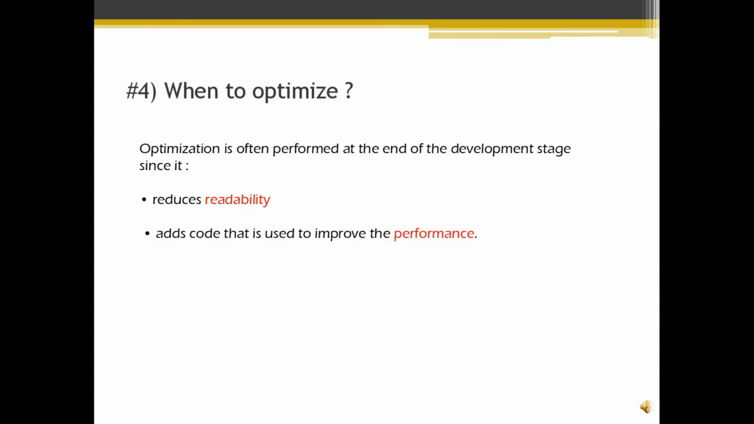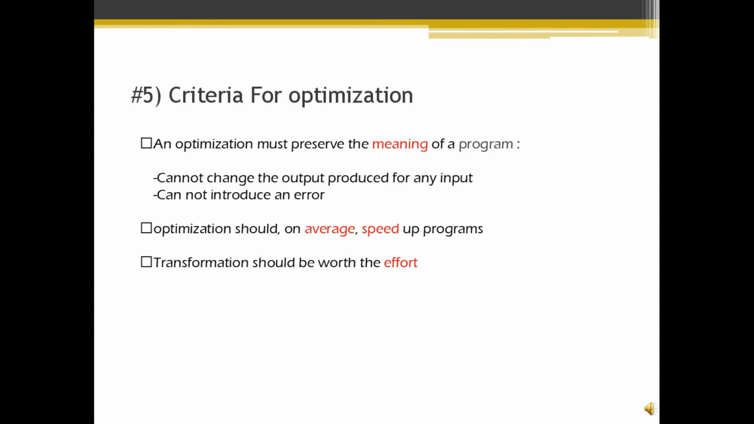When to optimize. Optimization is often performed at the end of the development stage, since it reduces readability and adds code that is used to improve the performance. Criteria for optimization. An optimization must preserve the meaning of a program. It cannot change the output produced for any input. It cannot introduce an error. Optimization should, on average, speed up programs. Transformation should be worth the effort.